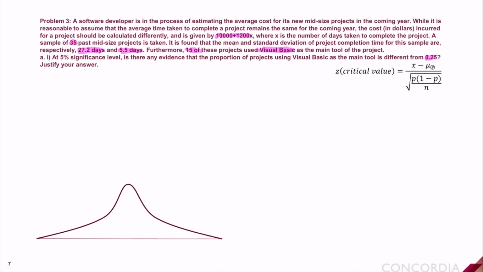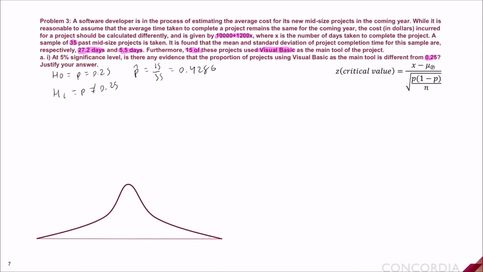So now we can begin. Since this is hypothesis testing, the first thing is we have to state our H0 and our H1. Our H0 would be simply that P is in fact equal to 0.25, and H1 would be that P is not equal to 0.25. Now we need to actually find the proportion in our sample. In our sample, there were 15 out of 35 projects that used Visual Basic, which gave us a proportion of 0.4286.